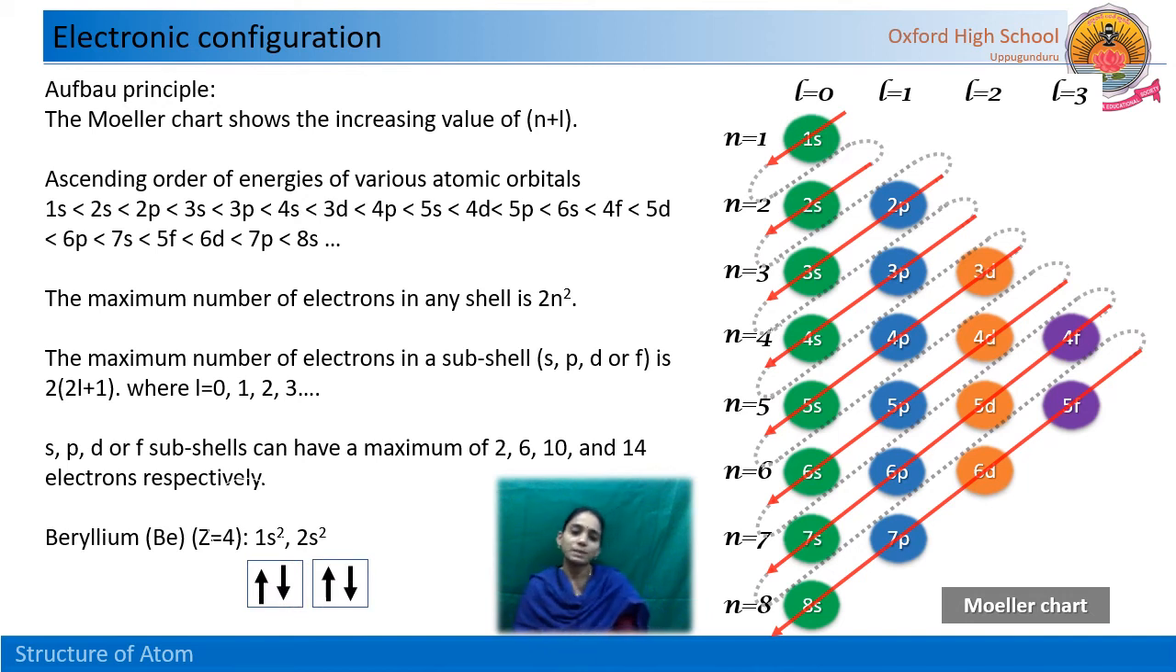It is also represented like this, with one upward arrow and one downward arrow in a box. This box represents one orbital, and the next one is the second orbital. These upward and downward arrows are the representation for electrons. One upward arrow means the spin of the electron is in the clockwise direction, and the other is in the anticlockwise direction. So this is the representation of the electronic configuration of any atom.